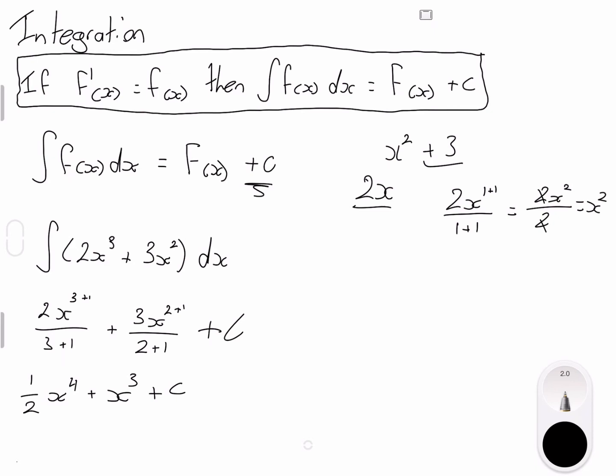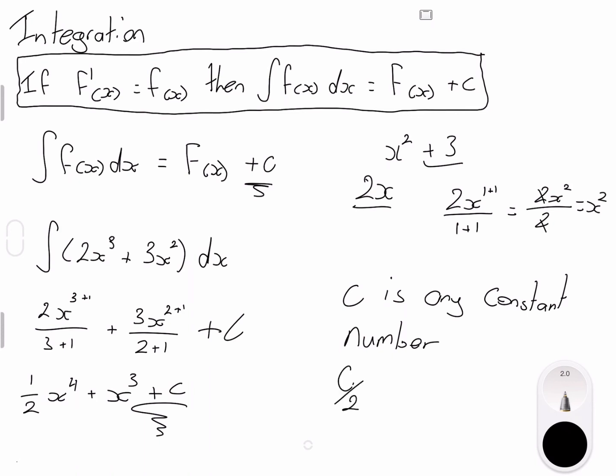So hopefully this video has made a bit of sense. That's really what integration is. It's still the same basic process we were doing before, but we're adding on this plus c term. Now, it's worth mentioning that c is any constant number. That means that we could have c over 2, but would still represent it as being c. So, it's just any constant number.